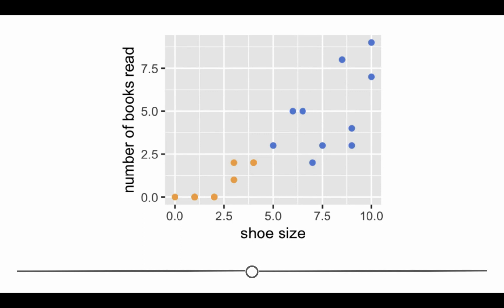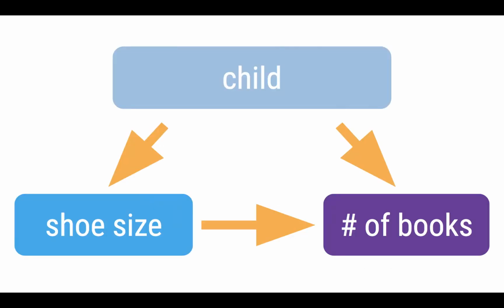Some of them have very small shoe sizes and read 0 books because they can't even read yet. And others with very few books were just learning to read. And so this relationship is really largely based on this third variable, whether or not the individual was a child. Since we didn't account for this important confounder, we made an erroneous interpretation of the data. This is where a multivariable model could have helped us.